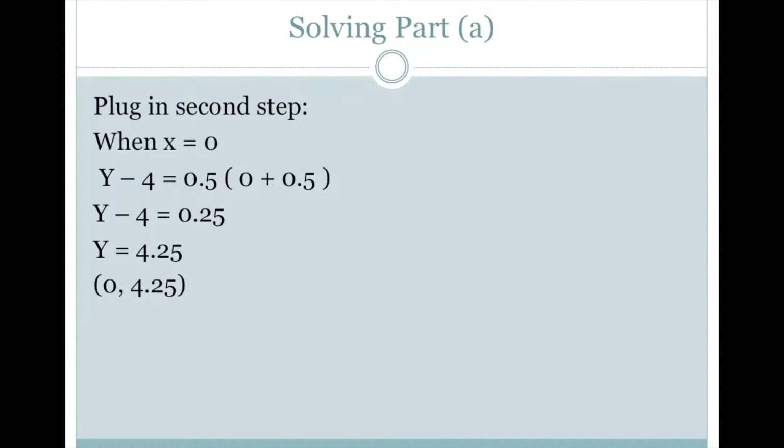Plug that back in, and plug in our second step, which is going to be when x is equal to 0. By plugging in when x is equal to 0, we find that our y value is 4.25, or 17 over 4. Therefore, our answer is 4.25, since we are looking for the approximation of f of 0.